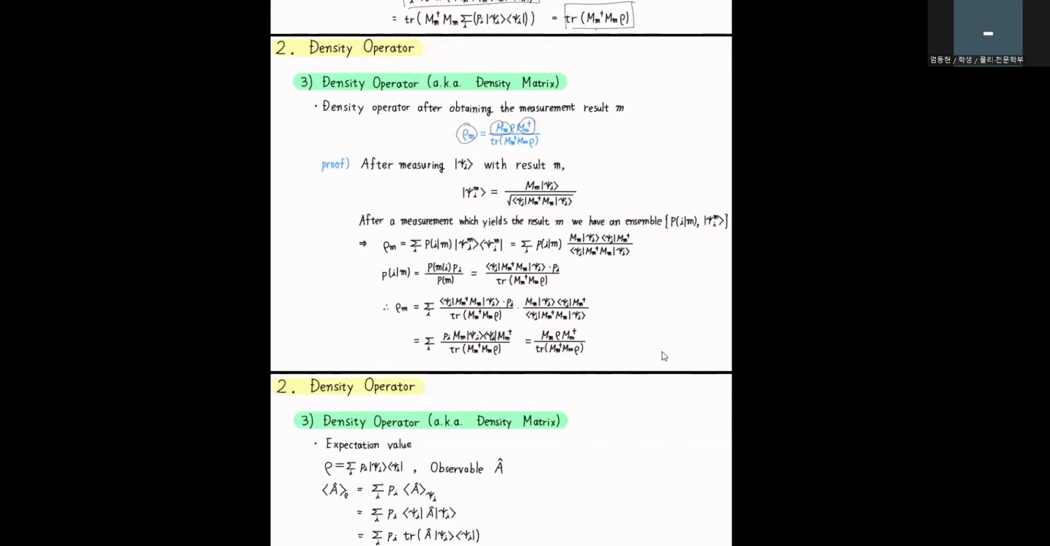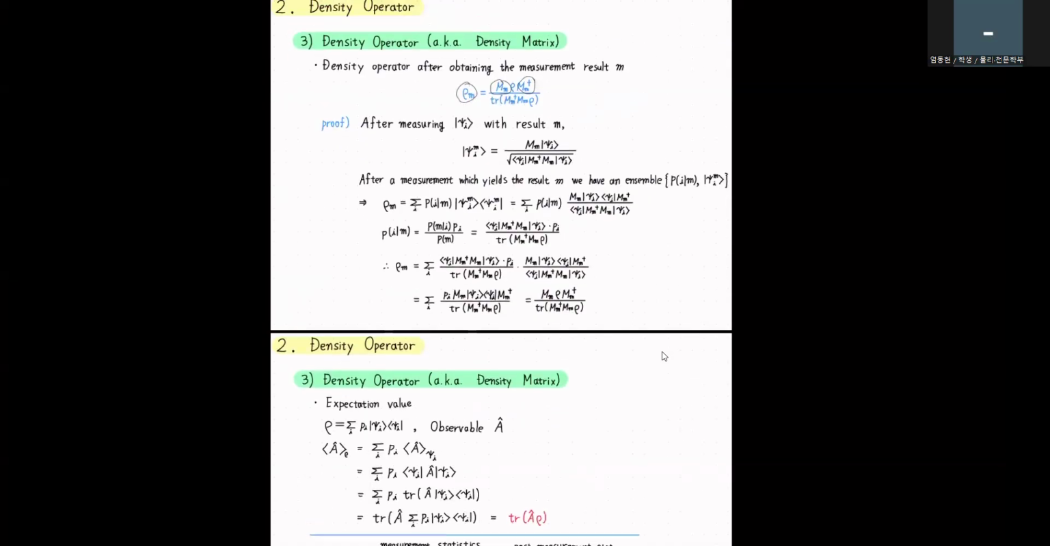Now, after measurement, the density operator is conjugated according to this density operator to get rho m, the mixed state of the system after obtaining a measurement result m. So let's suppose, to prove this, that after each psi of I, we measure it and we get a result m. According to the measurement operators, it will be projected into this state over here, and we're going to define this as psi of I and m.